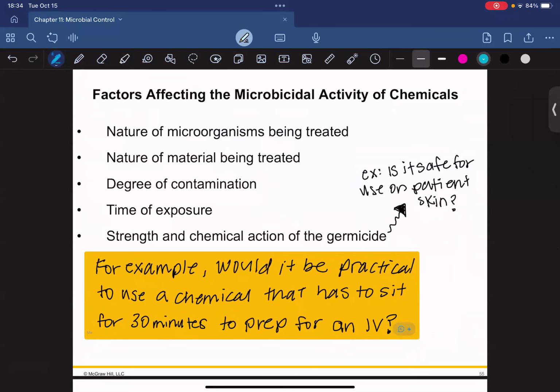Okay, so what do we have to think about if we're choosing our chemicals? Again, this is the same stuff as we already looked at. This is what our microbes are like, the material that we're treating, the degree that it's contaminated, how long we're going to expose it, and then the strength and chemical action of the germicide. We already brought up the IV situation with the gas and what was ridiculous there, but would you want to prep your patient's arm with a chemical that had to sit for 30 minutes? So that's referring to that time of exposure. It's just nuts. You don't want to do that. And of course, also you want to ask, is it safe to use on the patient's skin? If you have to use it in high concentrations, that could be a concern.